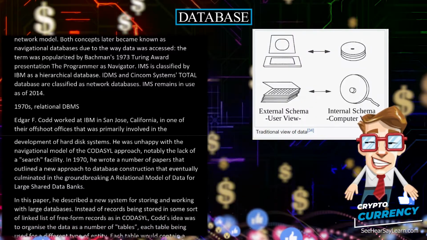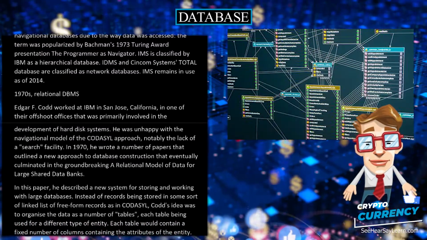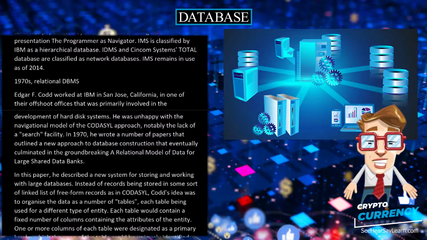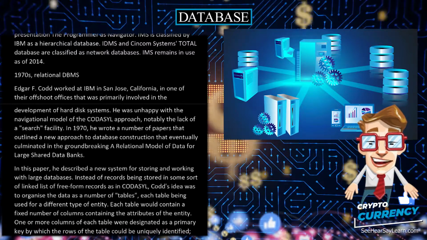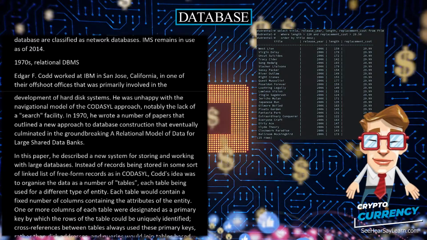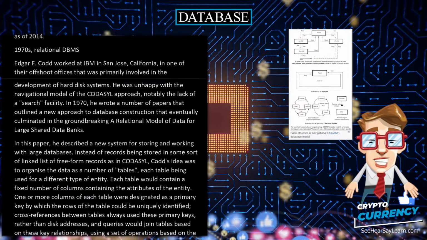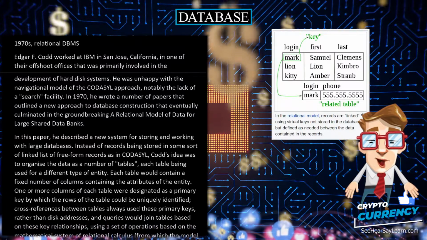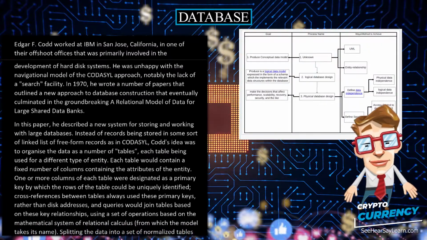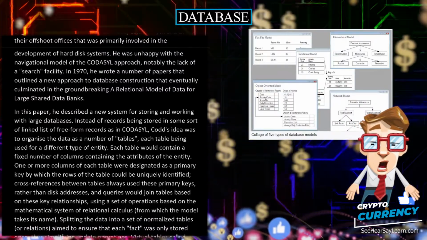1970s, Relational DBMS. Edgar F. Codd worked at IBM in San Jose, California, in one of their offshoot offices that was primarily involved in the development of hard disk systems. He was unhappy with the navigational model of the CODASYL approach, notably the lack of a search facility. In 1970, he wrote a number of papers that outlined a new approach to database construction that eventually culminated in the groundbreaking A Relational Model of Data for Large Shared Data Banks. In this paper, he described a new system for storing and working with large databases.